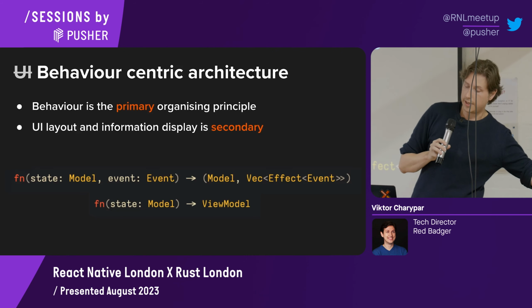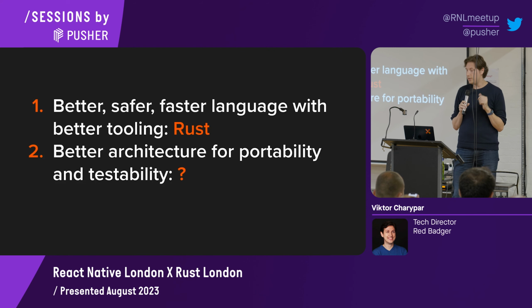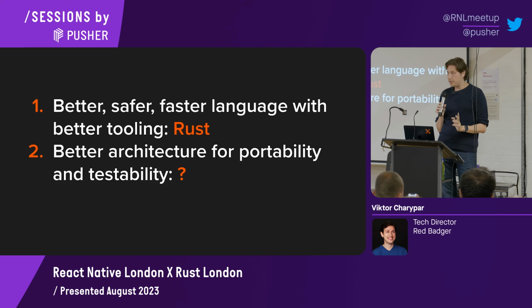Good. So for getting out of the madness, I think we need a better, safer, faster language with better tooling, and Rust seems like a good candidate, especially for the portability. And we need a better architecture for the portability and testability in that shape, or at least I want it to be in that shape.